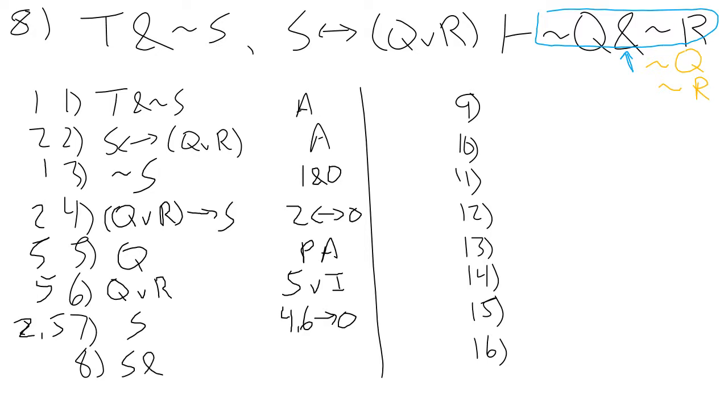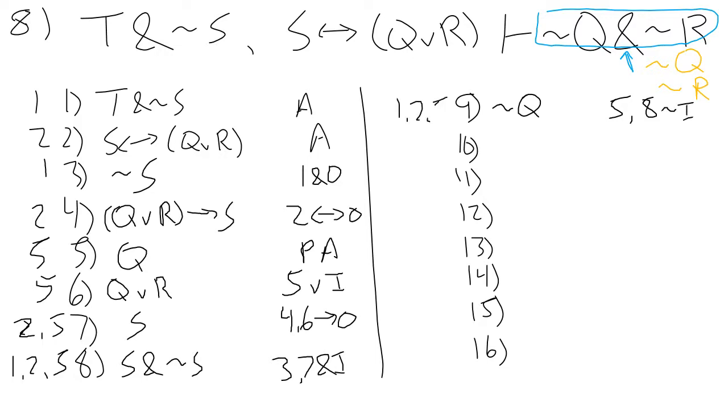We've got not S in line 3. So that's going to be 3 and 7, ampersand in. 3 and 7 is going to be 1, 2, and 5. So there's our contradiction. It depends upon our PA. So our PA is in 5. Our contradiction is in 8. We're doing tilde in. And that's going to be from 1, 2, and 5.